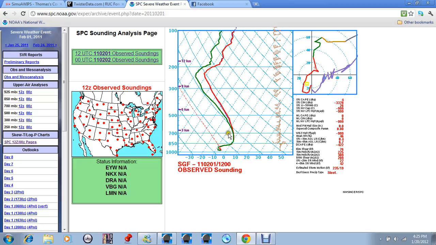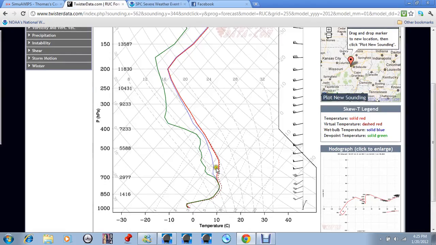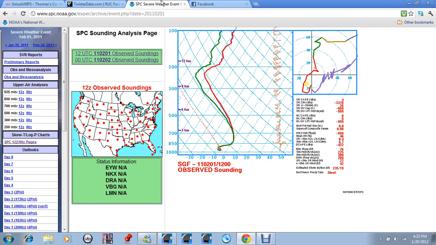This is a classic sleet sounding. This is your classic freezing rain sounding. See the difference? This is why we got sleet instead of snow, because this layer right here did not cool. It stayed that temperature throughout the entire time. And that is why we got sleet instead of 20 inches of snow like Columbia.